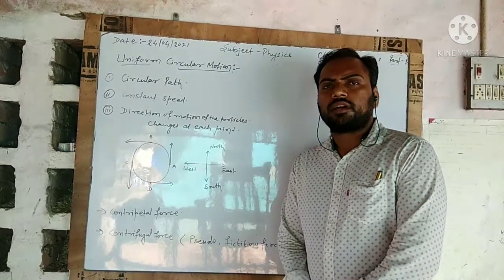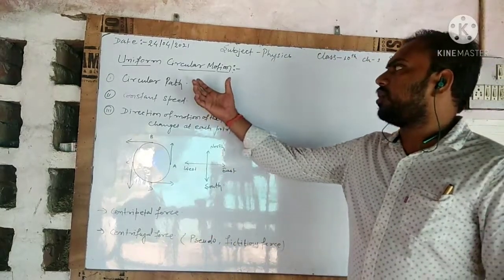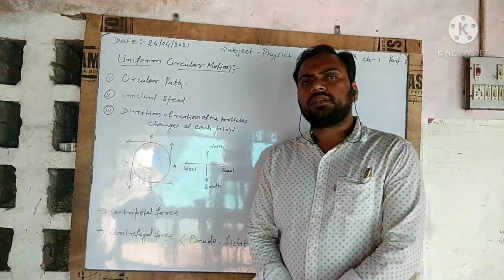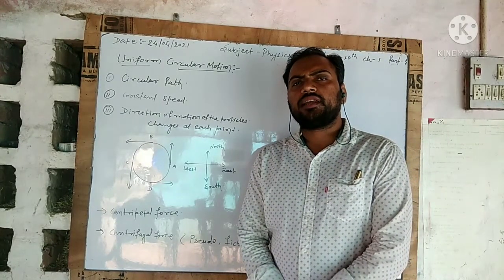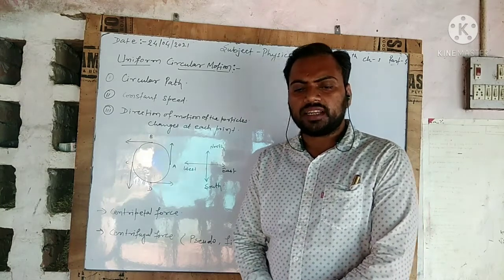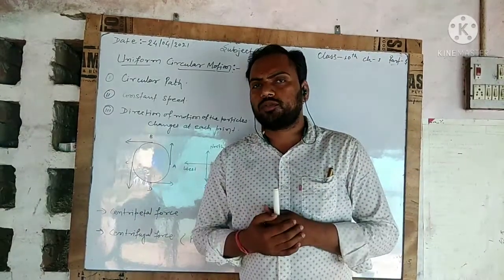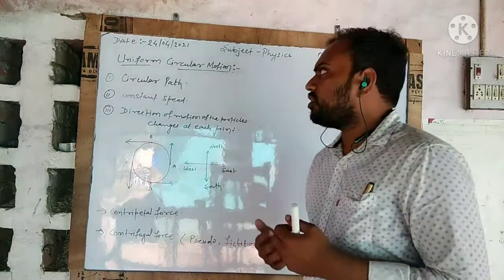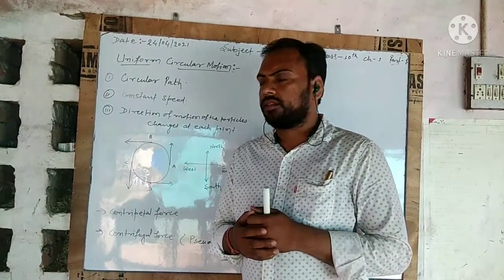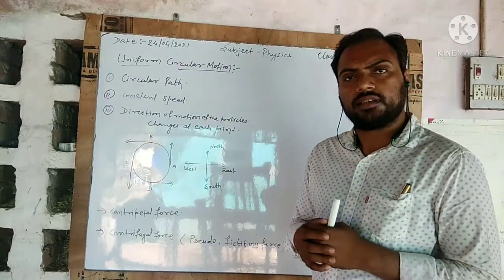Now we are going to encounter the last topic of this chapter, that is circular motion, uniform circular motion. We have studied in class 8 or 9 what circular motion is. Basically, a body moving on a circular path is said to be in circular motion. Why is it said to be a uniform circular motion? What is the circular path? We will cover these topics in this video.